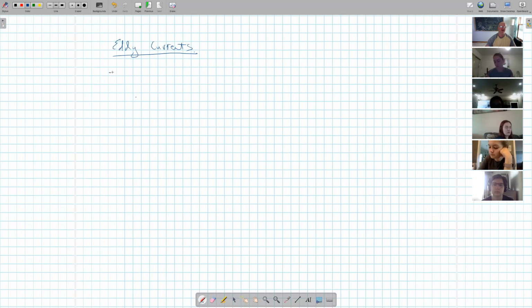So this is a current induced in a material which is a non-magnetic material. Now, it can't just be any type of non-magnetic material. Here, it still has to be a conductor.